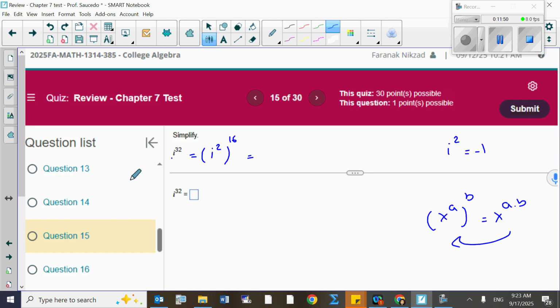Okay, now I know i squared is negative 1. So inside the parentheses, I have negative 1 to the power of 16. Now I have a negative number to the power of an even number. We know any negative to the power of an even number makes it positive. For example, negative 1 to the power of 2 is negative 1 times negative 1, and negative times negative makes it positive. So any negative to the power of an even number makes it positive. So this will be equal to positive 1. So 1 is your answer.